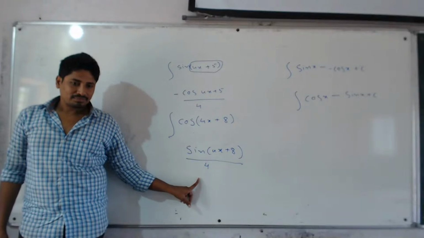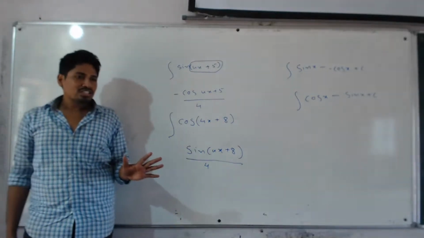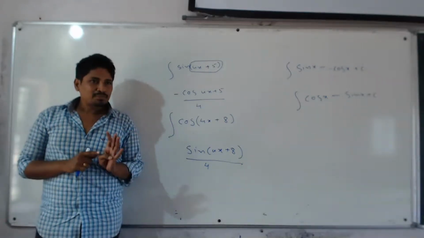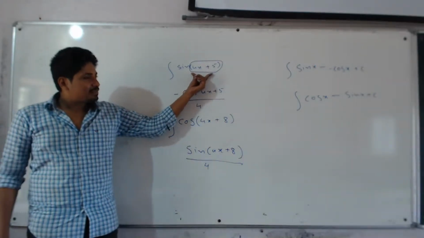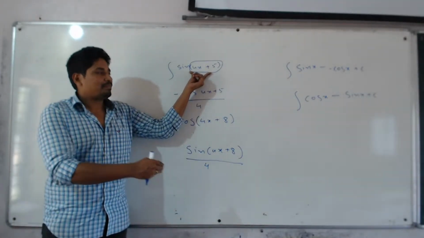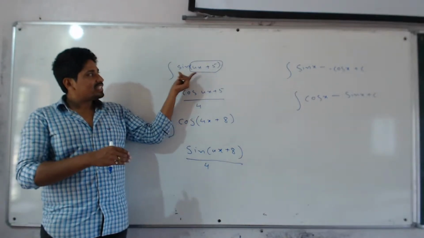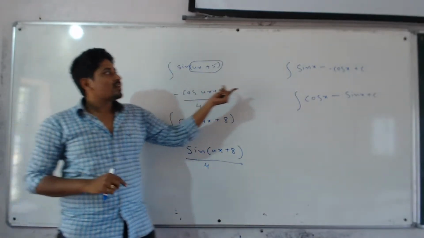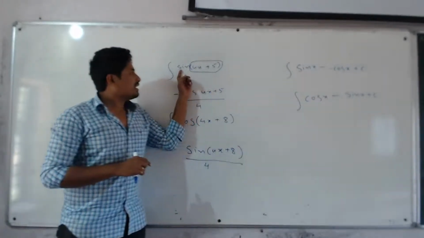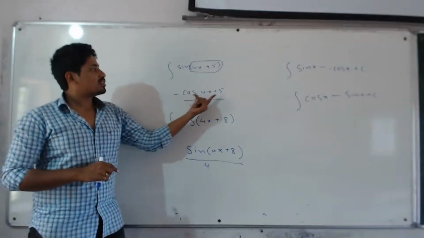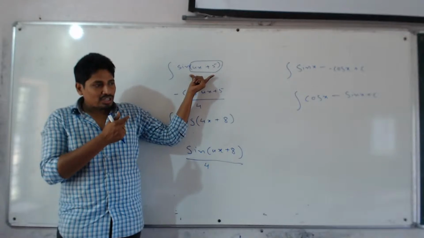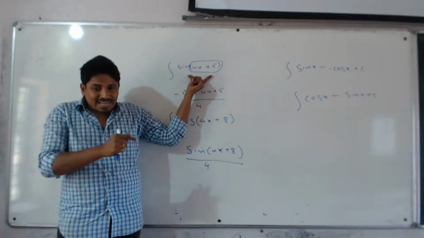Keep it in mind. Once again, repeating the concept: if in the place of x there is ax plus b, consider that as x and proceed. If we consider this as x, it was of the form sin x. What is the integral of sin x? It is minus cos x. In the same way, for sin x, it is minus 1. Don't get confused. Here it is something else, but I am saying x because you have to think of that as x and proceed.